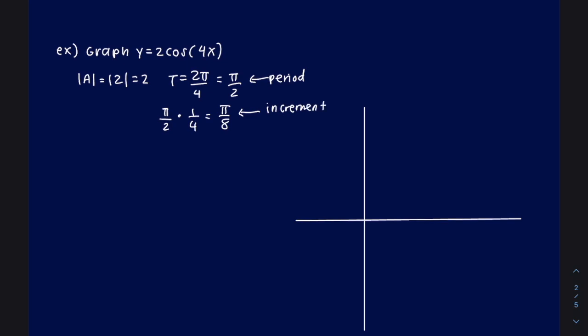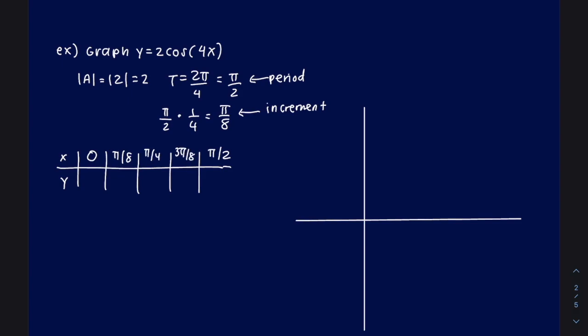Now we take this over to our xy table. Again, we are graphing one period of the function, and so we have 5 points we're going to graph. So we start at 0, and we end at our period, which is pi over 2. And in between are our increments, so pi over 8, 2 pi over 8, which is pi over 4, and then 3 pi over 8.